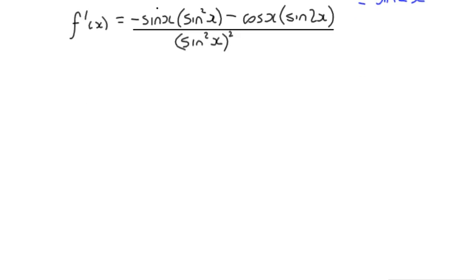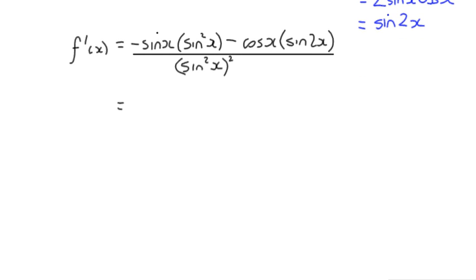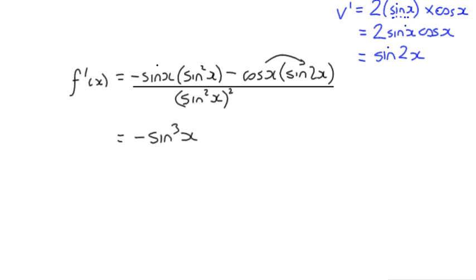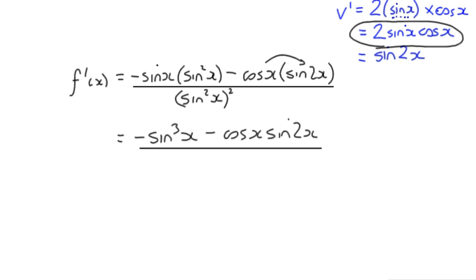So we can simplify the numerator a little bit. Negative sine x times sine squared x: multiplying sine x by sine squared x is sine cubed x, so it's negative sine cubed x. For the second one, there's nothing really we can do. Even if we went back to the previous version of v dash, it would just become 2 sine x cos squared x, which is not any better to work with. So I'm just going to write down minus cos x sine 2x, but I'm going to simplify the denominator to sine x to the power 4. We know that that's going to be the case.